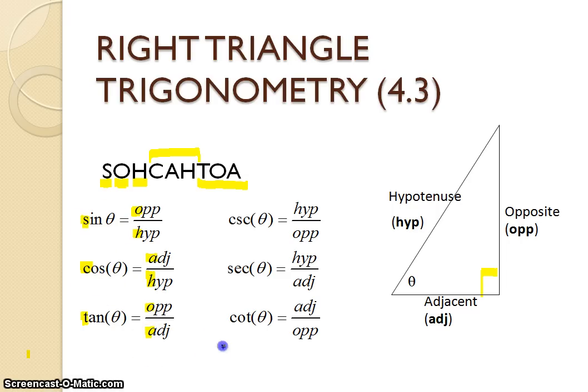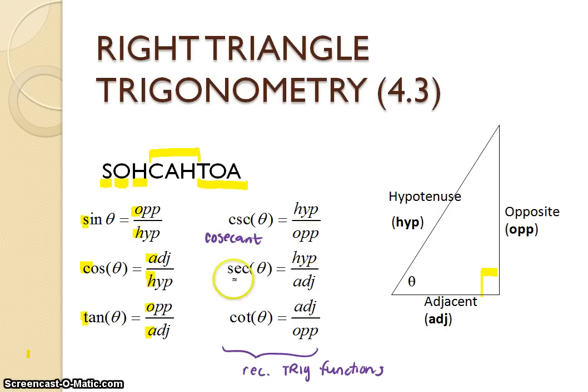Then we have what's called the reciprocal trig functions. And they are, well, just reciprocals. So this next one is called cosecant. Okay, we say cosecant, we write CSC. Cosecant is the reciprocal of sine. If sine is opposite over hypotenuse, the reciprocal is hypotenuse over opposite.